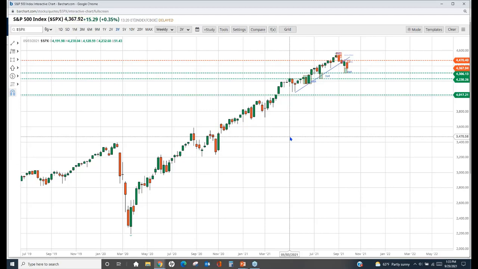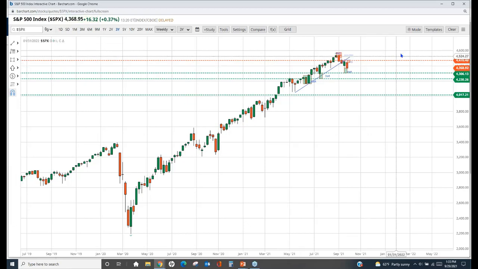Now, if price holds here and rallies up and takes out the all-time high, then all bets are off. But until then, we're really in a time of indecision. We need to wait for the market to make a decision one way or the other. Okay, so that's kind of how we do top-down analysis.